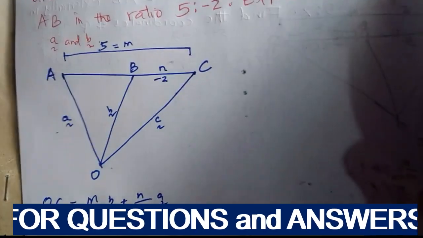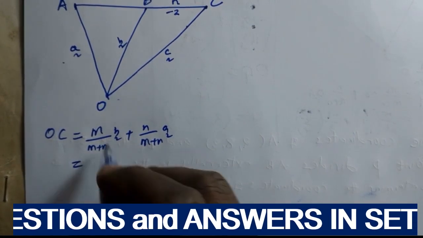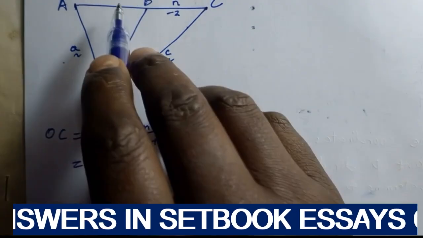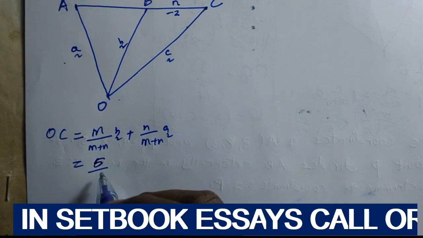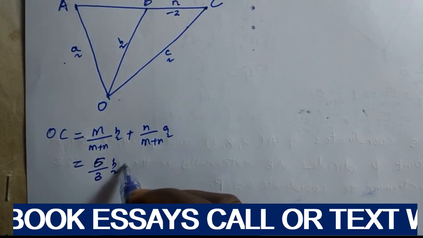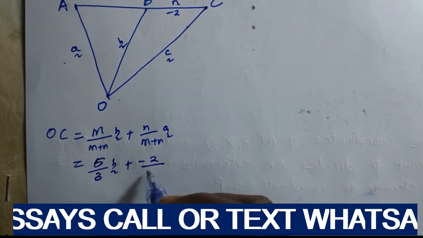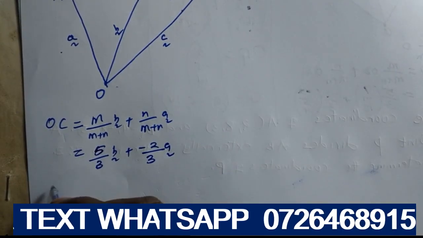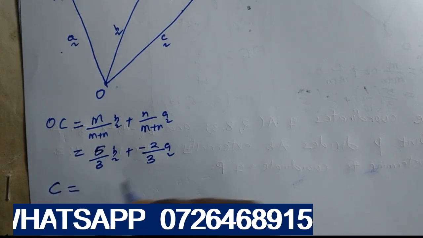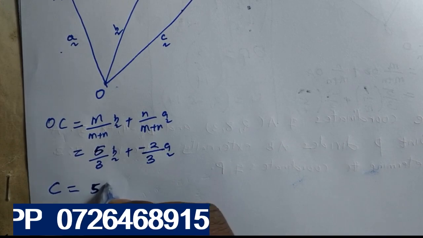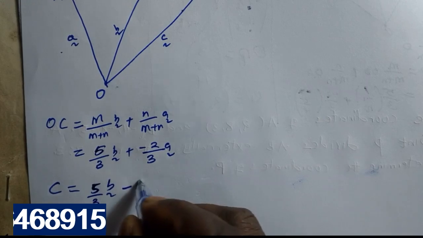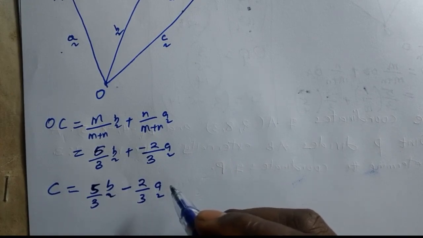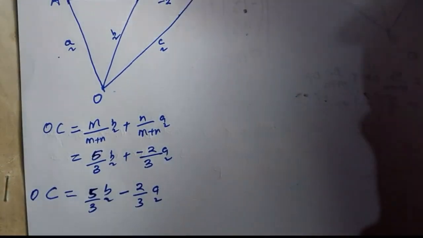So now let's substitute the numbers because we have M and N. Our M is 5, over M plus N. M is 5, N is -2, so 5 plus -2, the answer is 3. B plus -2 over 3 A. So point C, or OC, is going to be 5B over 3 minus 2 over 3 A. So this is the position vector of C, OC, in terms of B and A.